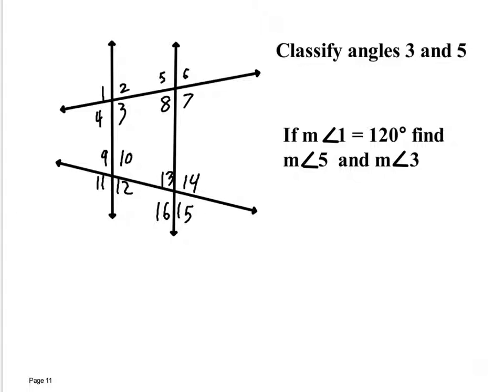So, of angles 3 and 5, what would be the relationship between 3 and 5? They are interior angles, but of the 5 that I just went through, right? Complementary? No, they're not complementary. These are alternate interior angles. They're both on the inside. They are interior angles. Are they on opposite sides? Yes, so they're alternate interior angles.